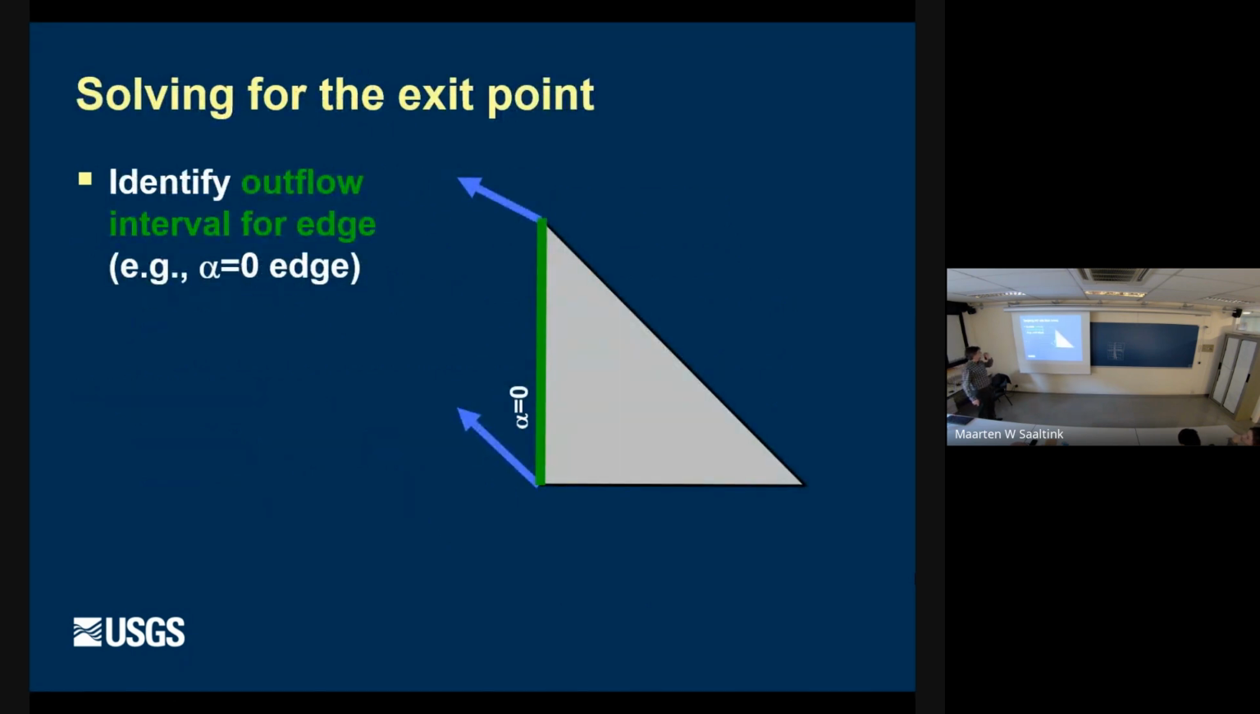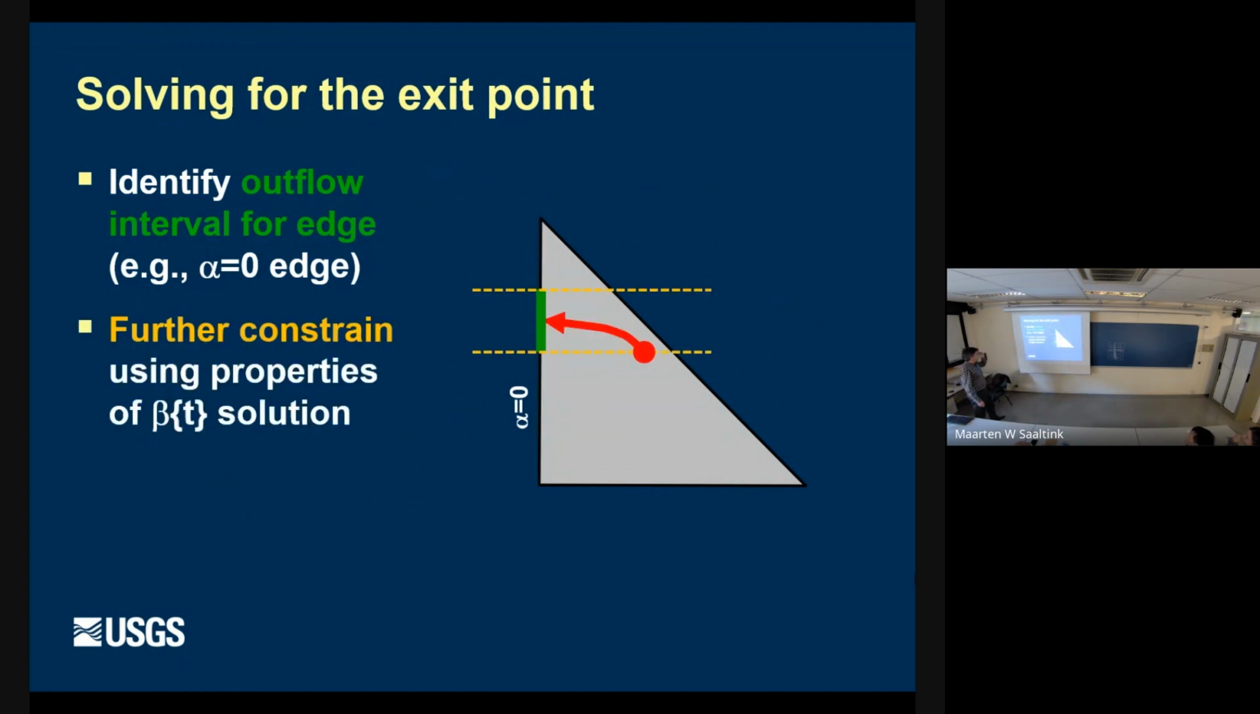The way we're going to do this is we're going to identify an outflow interval for a particular edge, if there is one. Right now we're just considering this entire edge as an example. These flows are going out. A particle might exit through this edge. We can further constrain the possible outflow interval using the properties of the beta coordinate as a function of time. I won't describe the math here, but you can derive limits such that you can bound that outflow interval.